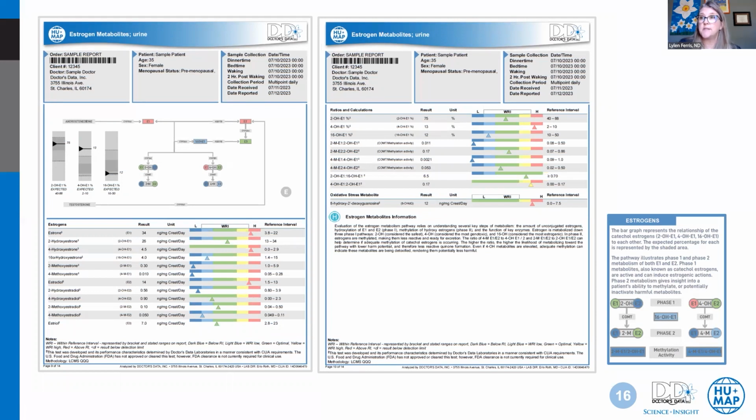So for instance, the methylation activity that's reported here, I indicated that this is just the estrogens. So let's look here at methylation activity. If we look in our ratios and calculations section here, I think this is a very valuable section. You can see we've got 4 lines, the 2-methoxyestrone to 2-hydroxyestrone, 2-methoxyestradiol to 2-hydroxyestradiol, and the same for estrone.